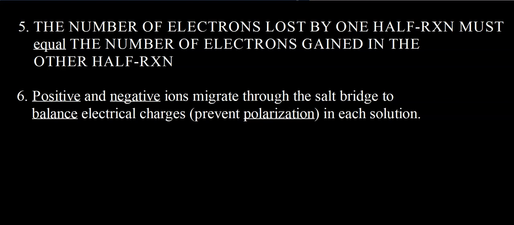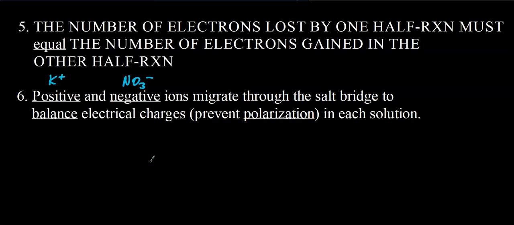All right, so let's talk about the salt bridge. Without the salt bridge, this reaction will not occur. So what happens is positive and negative ions in the salt bridge, so that could be, I said our salt bridge maybe contains potassium nitrate, so potassium ions and nitrate ions migrate through the salt bridge. They go into the solutions in each half cell in order to balance electrical charges.